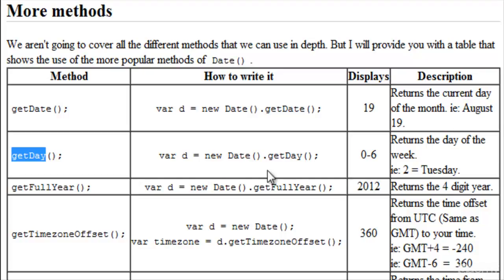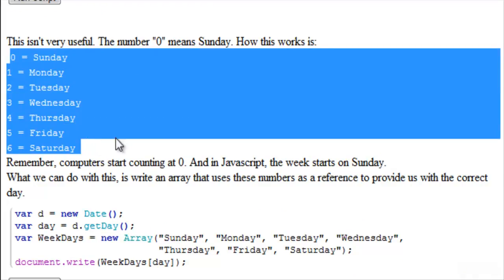Then we have getDay. This is written the exact same way, but instead of Date, it's Day. And this will display 0 to 6. Returns day of the week. 0 being Sunday, 6 being Saturday. So 2 would be Tuesday. And that follows this chart right here.